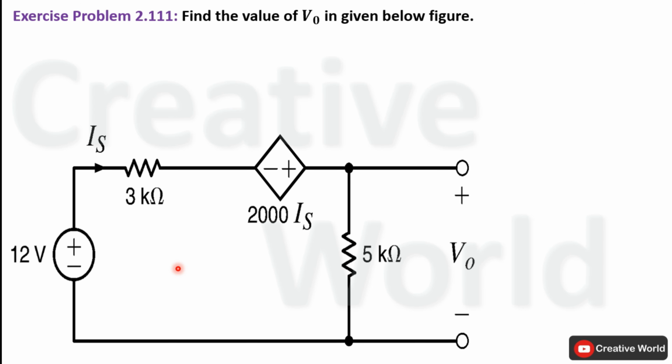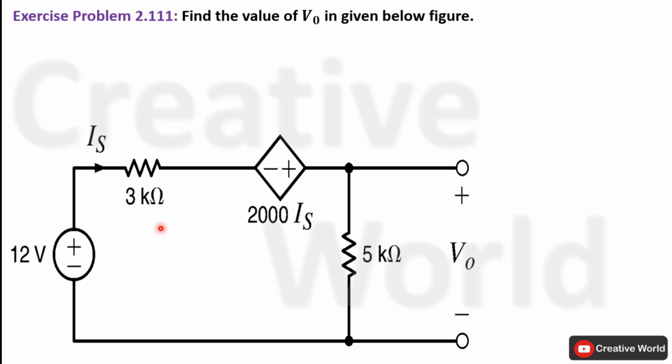If we focus on this network, this is a closed loop circuit and the value of voltage is required to calculate. So we will apply Kirchhoff's voltage law on this closed loop to calculate the value of voltage. In order to apply Kirchhoff's voltage law, we should have the value of current through the closed loop with its direction. In this case, it is given that current Is is flowing through this circuit in clockwise direction.